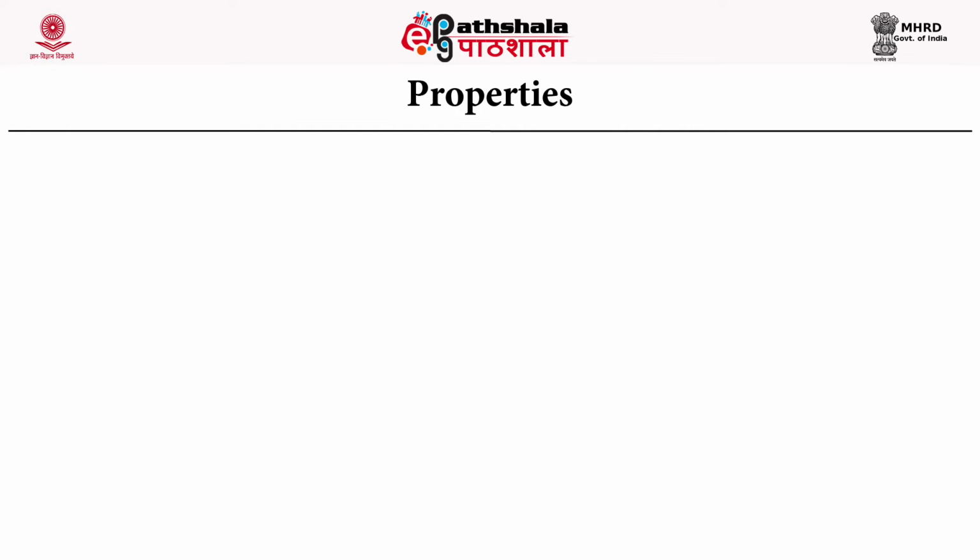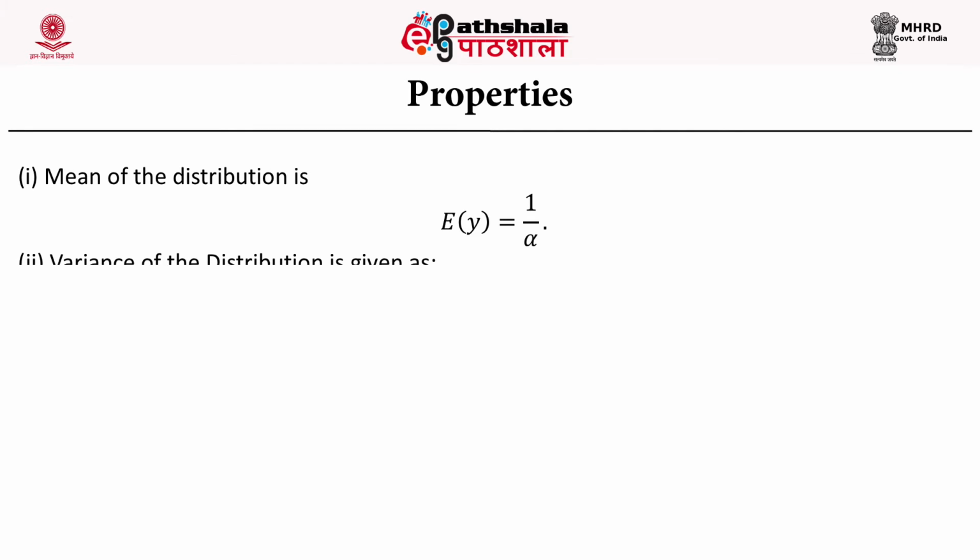The mathematical expression for the exponential distribution is given here: let us suppose Y is a random variable that follows exponential distribution with parameter alpha. The PDF of the exponential distribution is given as f of y, which is equal to alpha into exponential of minus alpha y, where y is greater than or equal to 0, alpha is greater than 0. The CDF is given as F of y, which is equal to 1 minus exponential of minus alpha y.